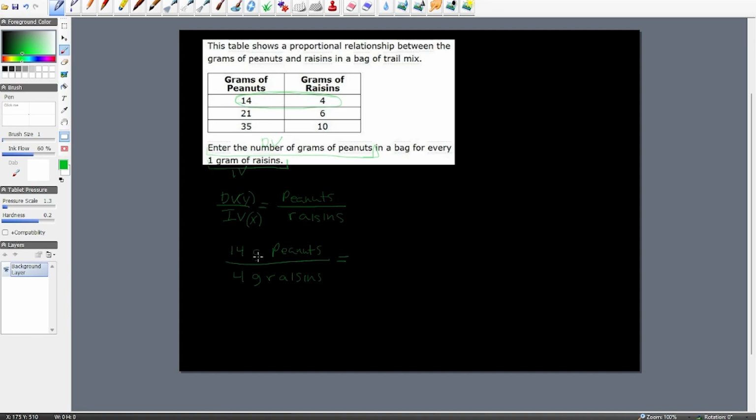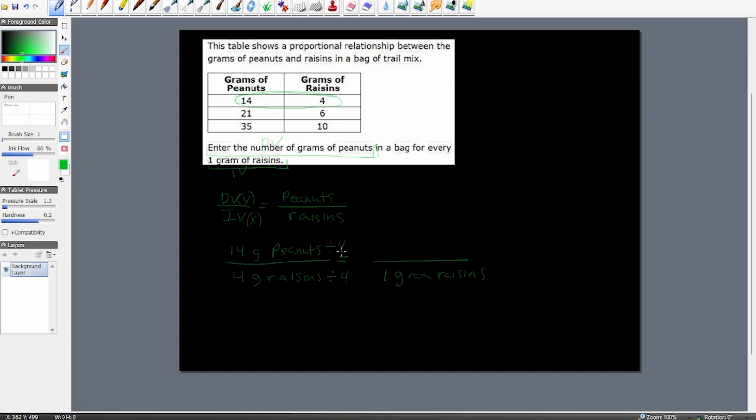And they want to know how many grams of peanuts for 1 gram of raisins. So what can I do to scale this relationship so that it's 1 gram of raisins instead of 4? Well, I can just divide both the top and the bottom by 4. Four divided by 4 is 1. 1 gram of raisins.